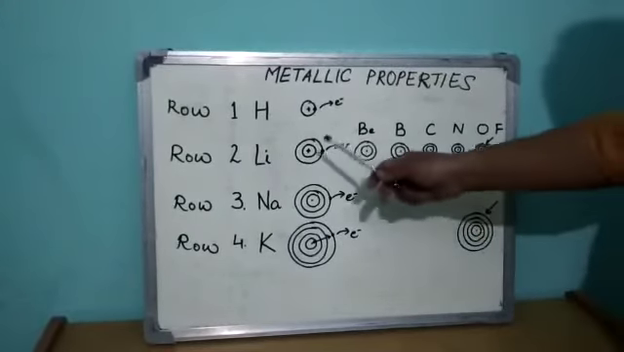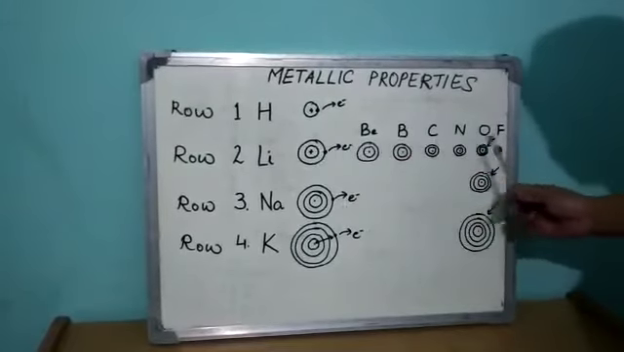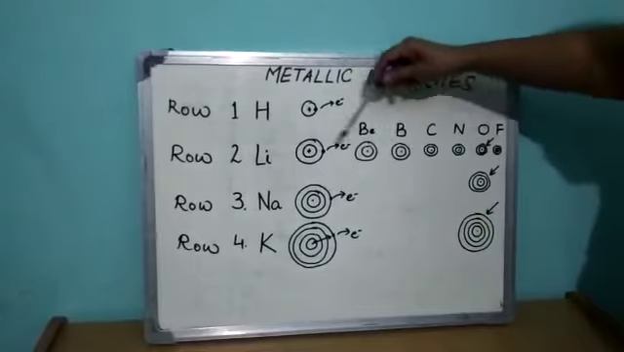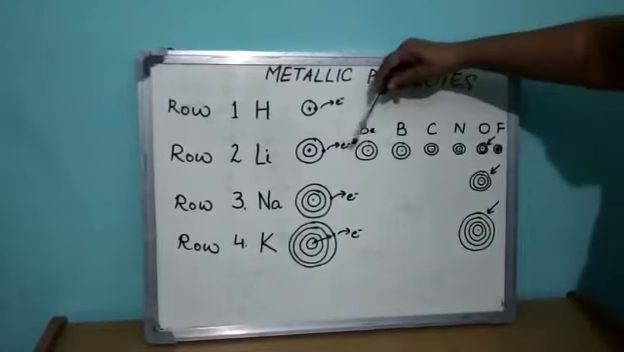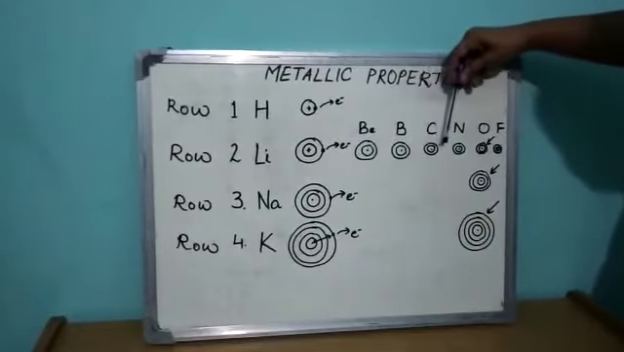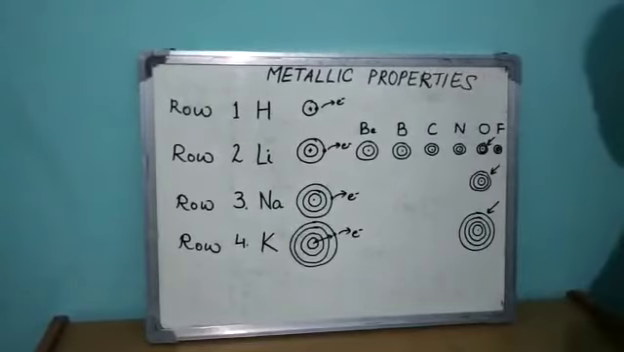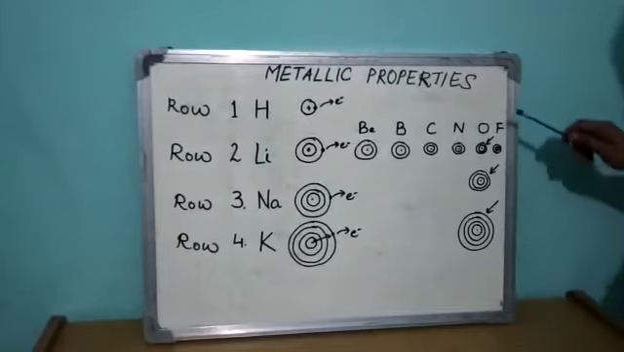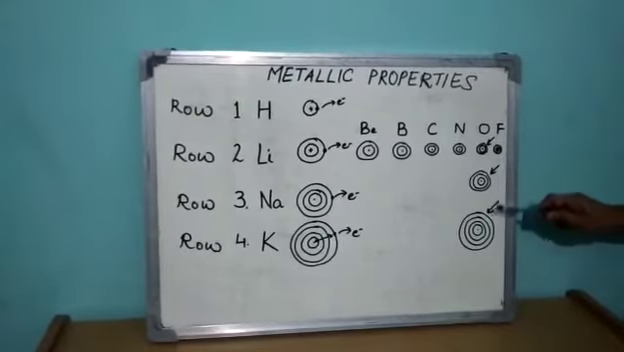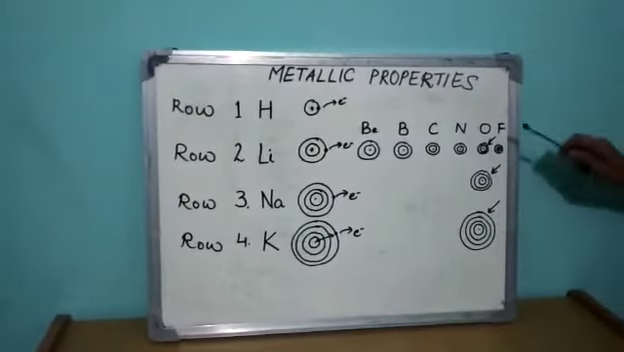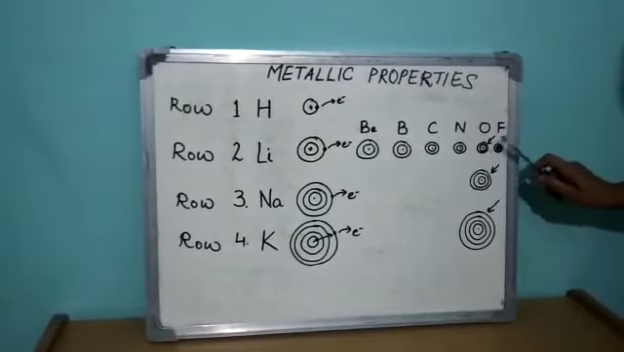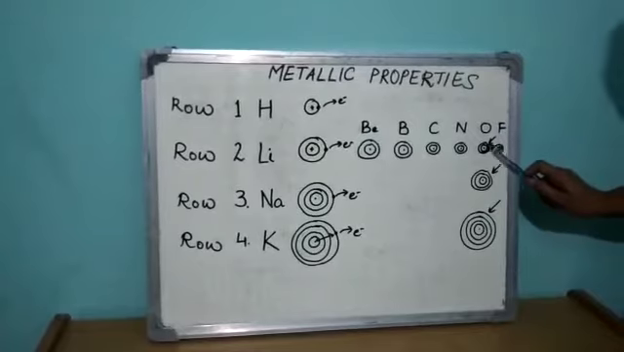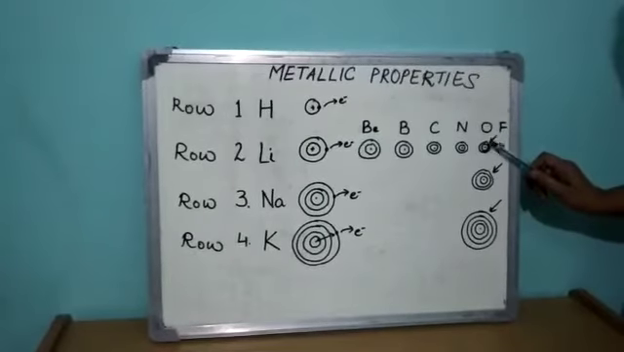But while we move in a row from left to right, the tendency to lose electrons decreases due to decrease in size, and the non-metallic property increases. That means the tendency to gain electrons increases. Now as we move down in a group, in the non-metals, fluorine has 2 shells and it has the maximum tendency to gain electrons because of its smaller size.